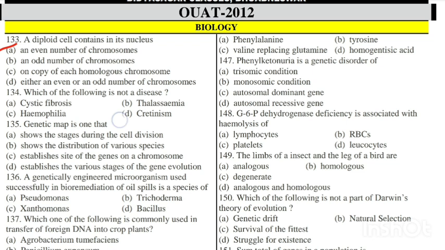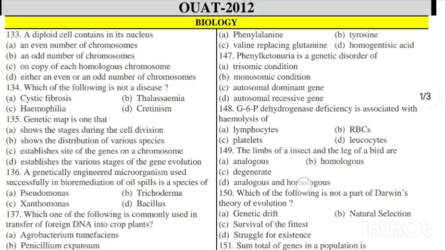The answer is cretinism. Genetic map is one that establishes the site of genes on chromosome. It can locate the exact location of the genes on the chromosome. A genetically engineered microorganism used successfully in bioremediation of oil spills is the species of Pseudomonas.